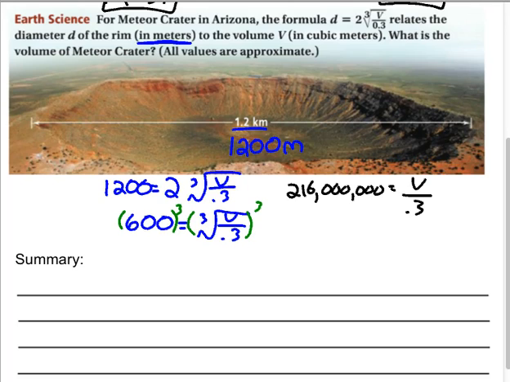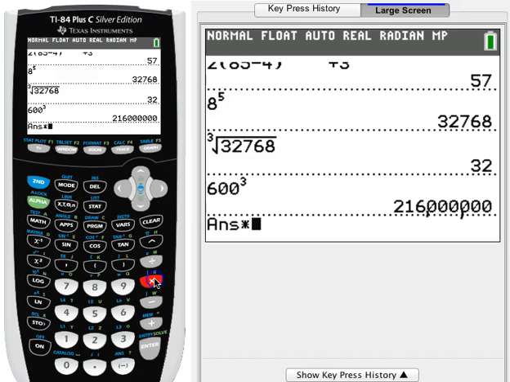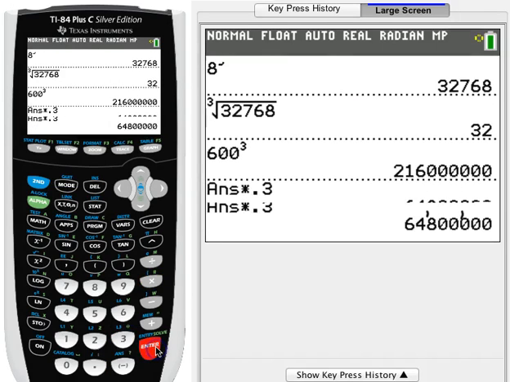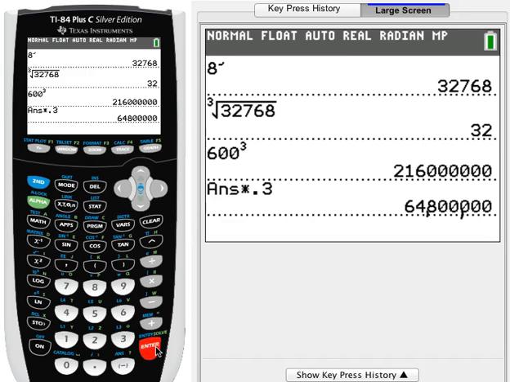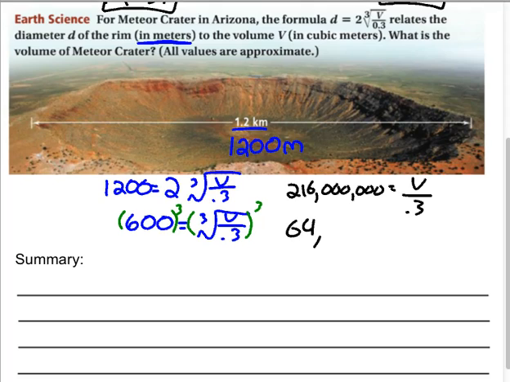Now to get the V by itself, now obviously I have to multiply that 0.3 over. So now I'm going to multiply that by 0.3, and there we have it. So its volume is 64,800,000 meters cubed. That's going to be the volume of that crater.